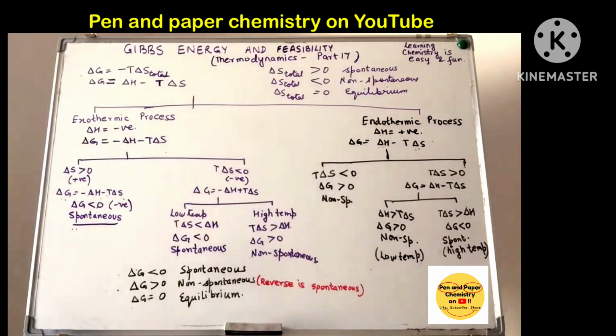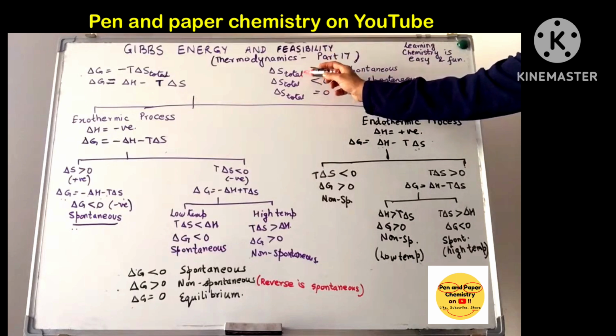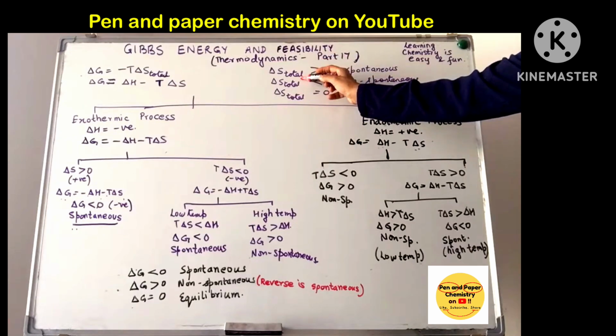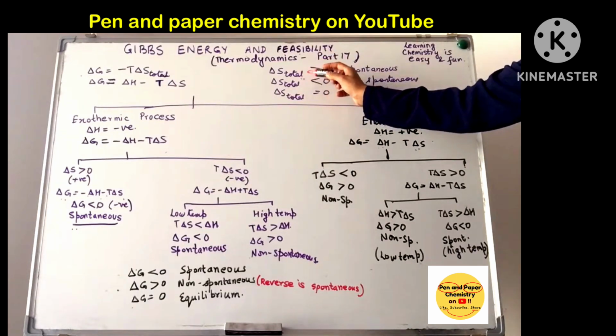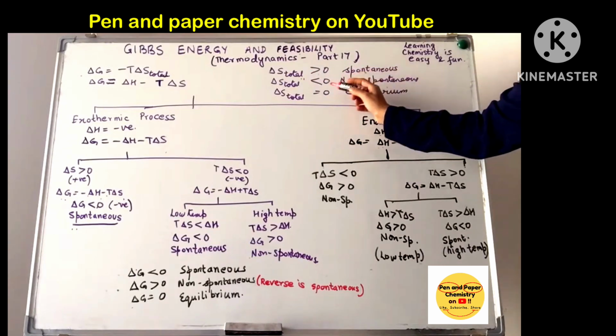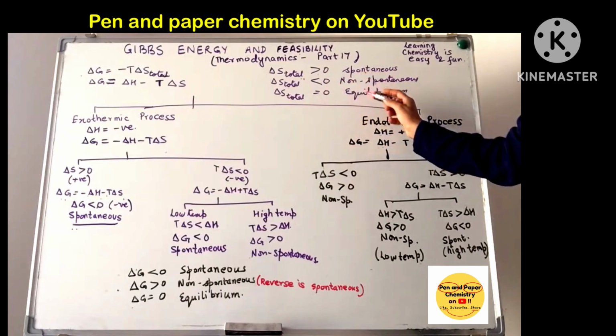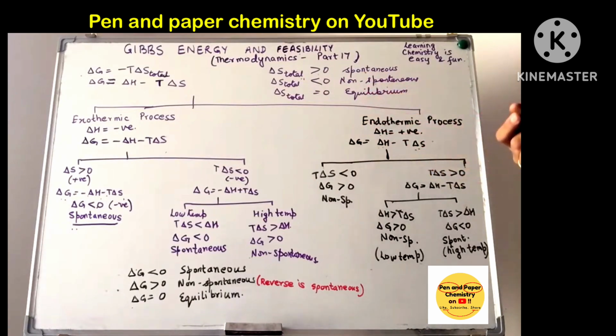Now, under the second law of thermodynamics, we had predicted feasibility of a process in terms of the total entropy change. Entropy change of the system plus the surrounding is greater than 0, process is spontaneous; less than 0, non-spontaneous; equal to 0, process is in equilibrium. That is, forward and reverse reactions are taking place simultaneously.